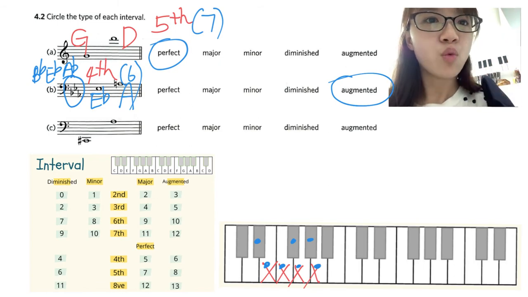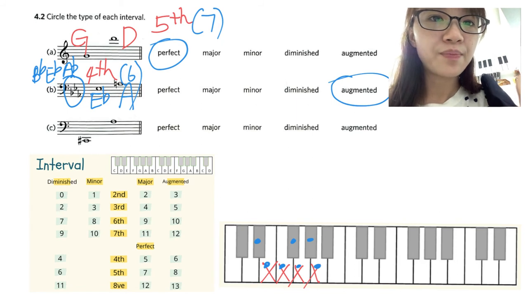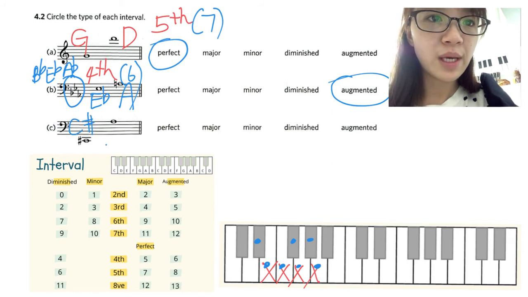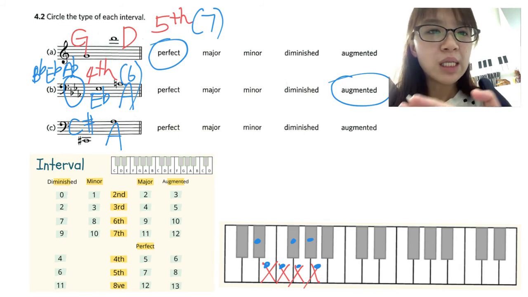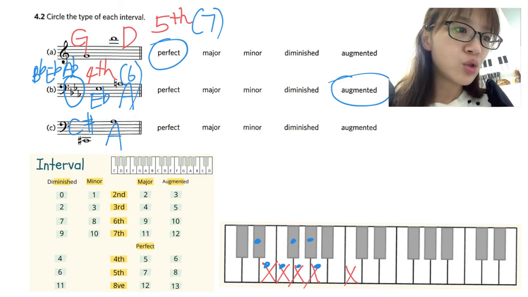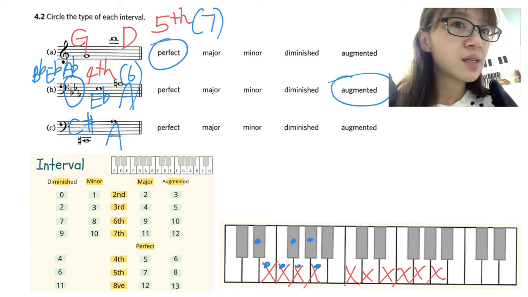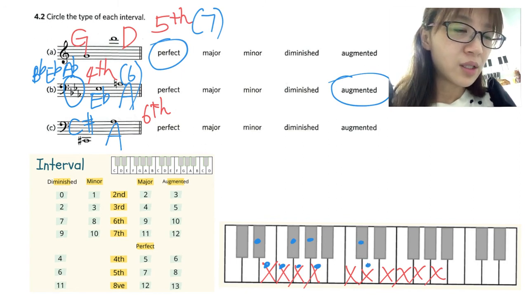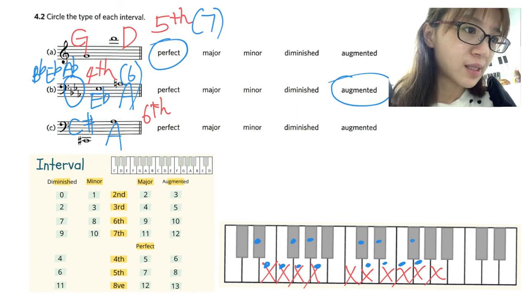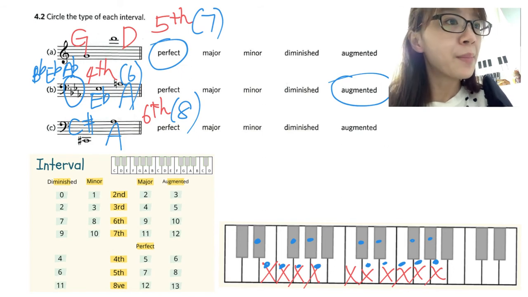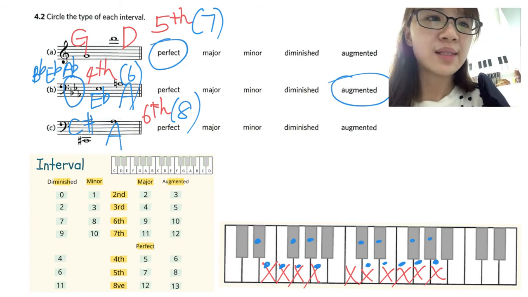Question C. Write down the letter names. The very first step is C sharp to the A. Again, it's not important to know the sharp or flat. Count the steps first. So C to the A. 1, 2, 3, 4, 5, 6. Yes, 6. And now count the semitones from C sharp. 0, 1, 2, 3, 4, 5, 6, 7, 8. 8 semitones. Check the chart. You have a 6th interval with 8 semitones. That is minor. The answer is minor.